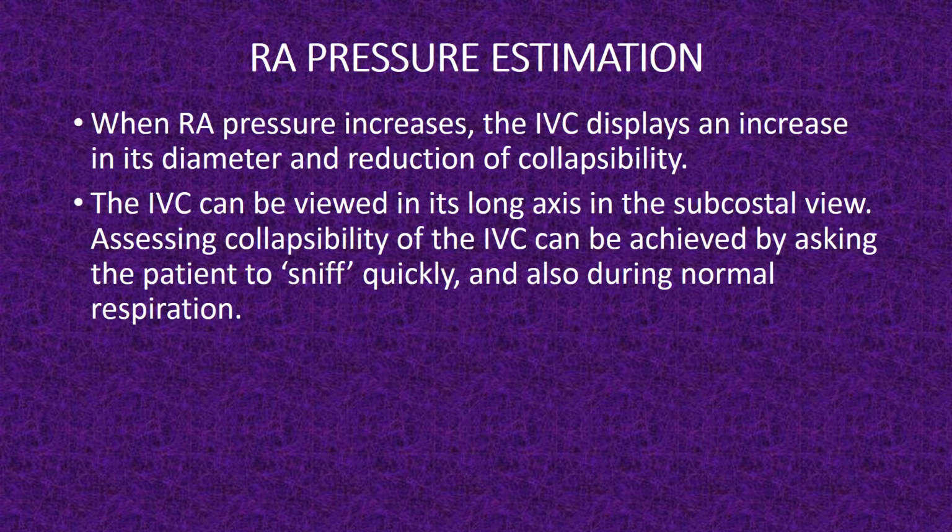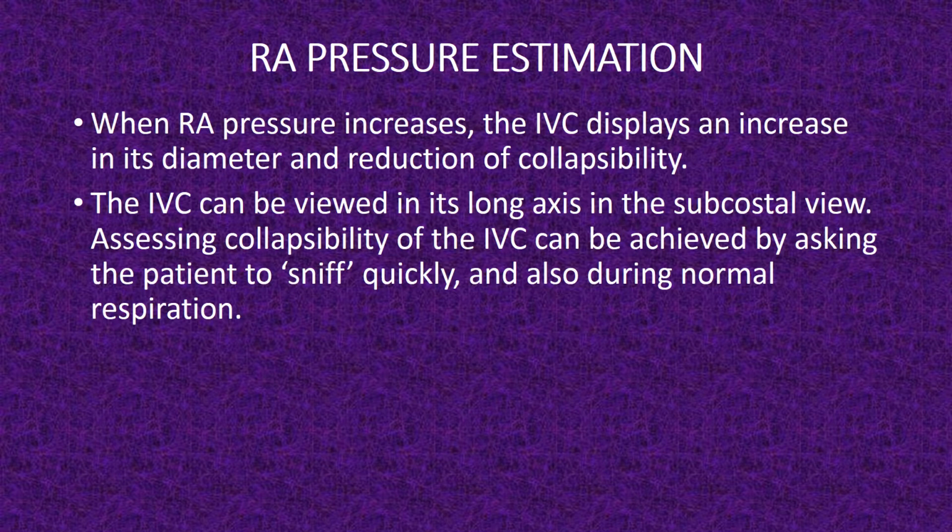RA pressure estimation. The American Society of Echocardiography recommends that RA pressure be derived from IVC diameter and collapsibility. When the RA pressure increases, the IVC displays an increase in its diameter and a reduction of its collapsibility. The IVC can be viewed in its long axis in the subcostal view. The patient may be positioned supine or left lateral decubitus, depending on what your lab prefers. A note of the patient's position at time of measurement may be included on the report.